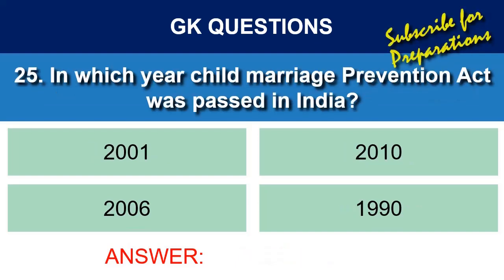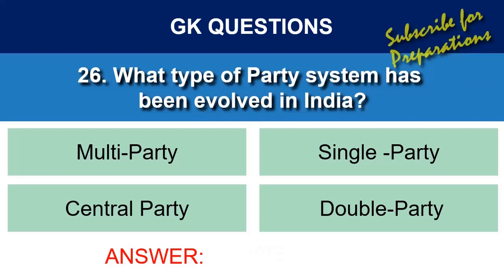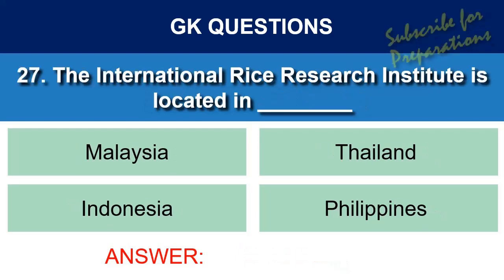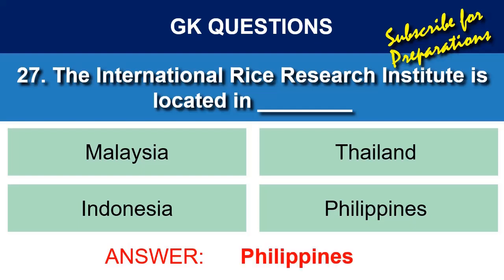In which year Child Marriage Prevention Act was passed in India? 2006. What type of party system has been evolved in India? Multi-party. The International Rice Research Institute is located in Philippines.